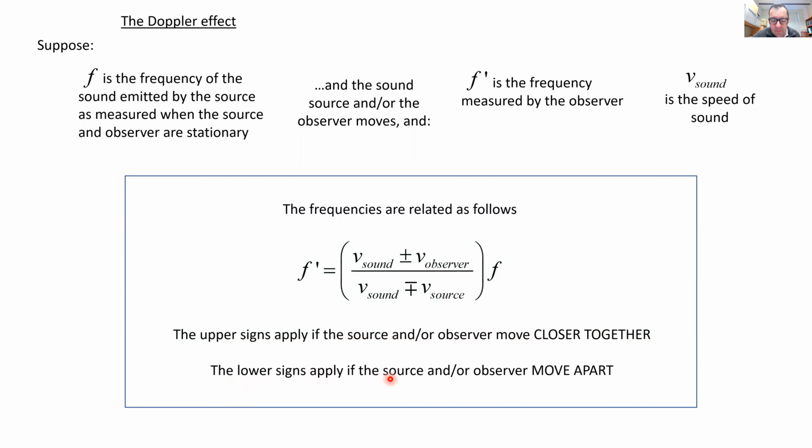You use the lower signs if the source and/or observer move apart. So that would be the minus sign up here, or subtraction, and a plus sign in the denominator.